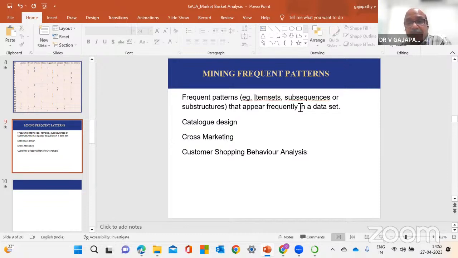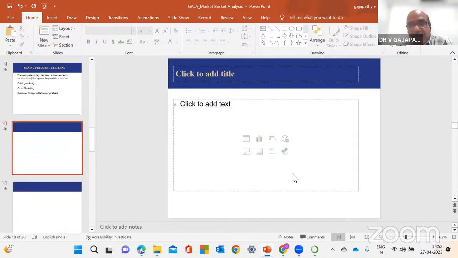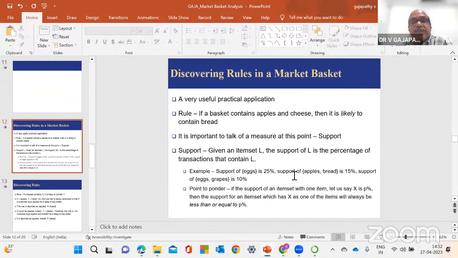Cross-marketing, customer shopping behavior analysis. All these things it is being used. Okay. No need to explain this one. Discovering rules in a market basket is a very useful practical application.